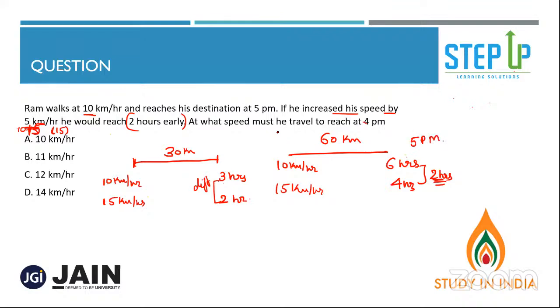If I'm reaching at 5 p.m. and I'm taking 6 hours, it means that I would have started at 11 a.m. Right? All of you, did you understand this? Now I started at 11 a.m., and if I have to reach at 4 p.m., how many hours am I traveling? That's what they said, reached at 4 p.m. So it means that I'm traveling 5 hours.